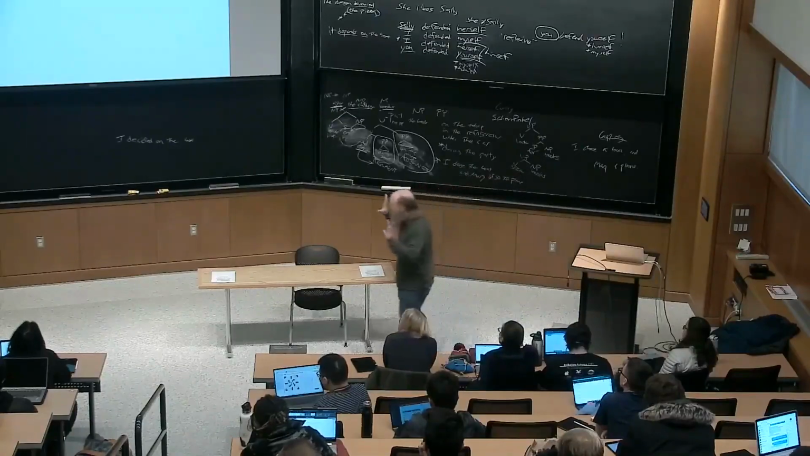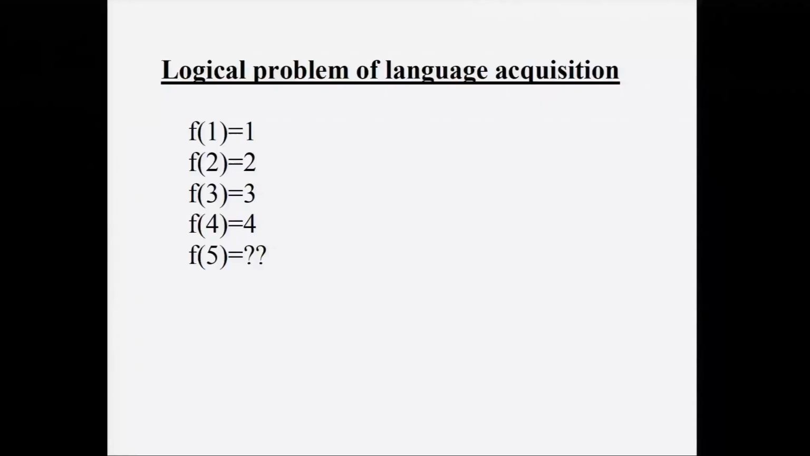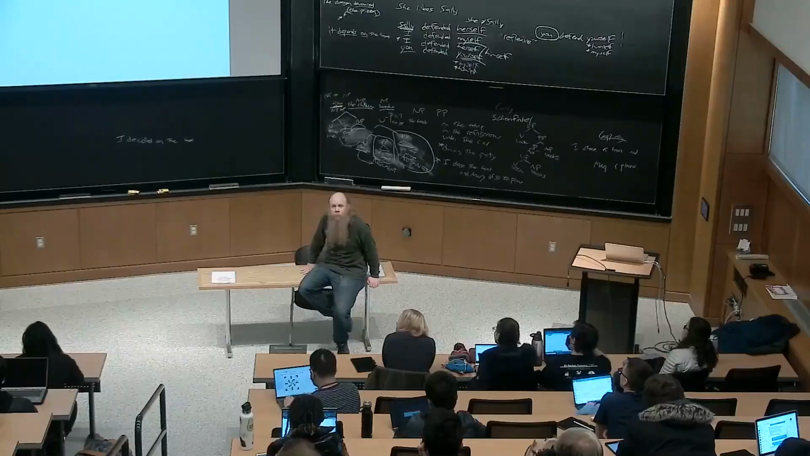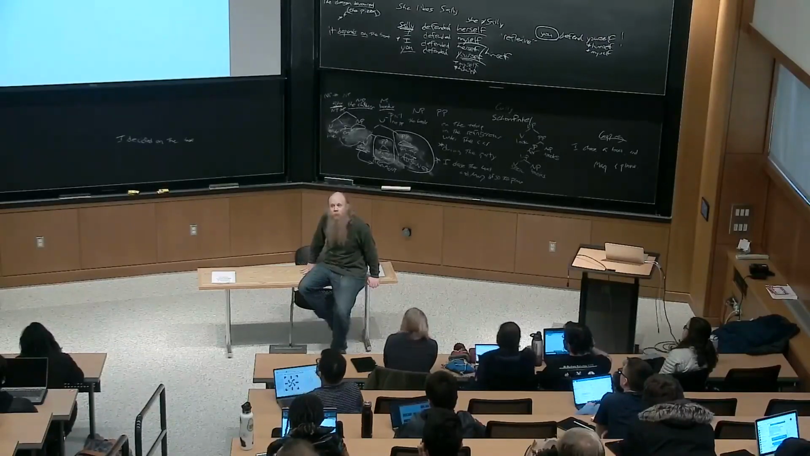Logical problem of language acquisition. So here's a game we can play. Here's a function. It's a function that if you give it 1, the answer is 1. If you give it 2, the answer is 2. If you give it 3, the answer is 3. If you give it 4, the answer is 4. What do you think the answer is if you give it 5? 5? Do you think of any other options?